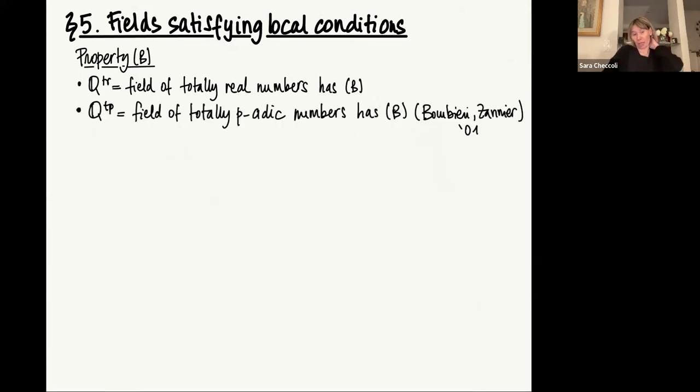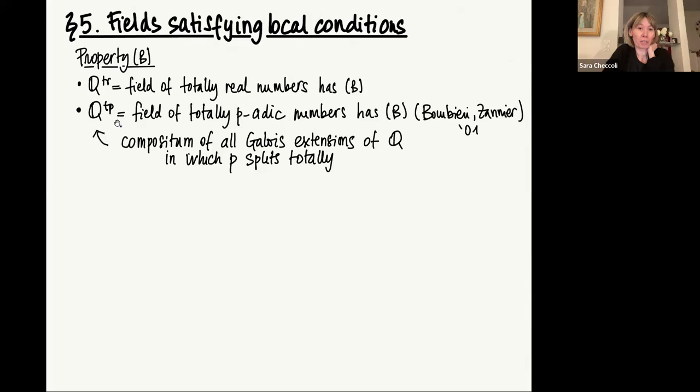so this was QTR, and actually one of the results proved in the paper of Bombieri and Zannier, where they defined this Bogomolov property, gives essentially a p-adic analog of Schinzel's result. So they proved in particular that the field of totally p-adic numbers has the Bogomolov property. These are algebraic numbers having all conjugates in Q_p. This is the p-adic analog. Or if you want, you can think of this field as the compositum of all Galois extensions of Q in which p splits totally.